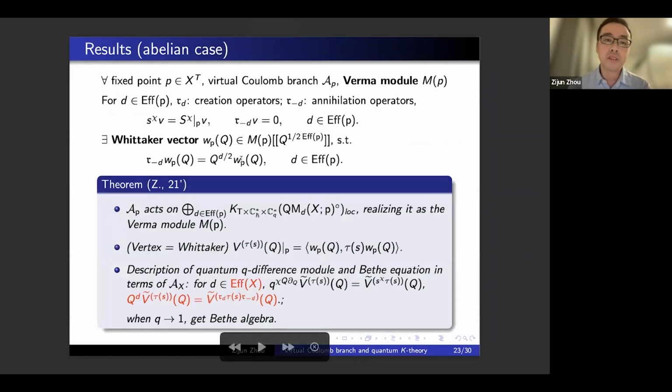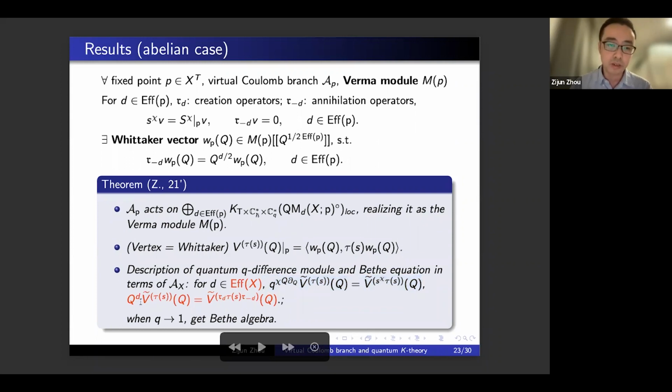So the result is that using this virtual Coulomb branch with mixed polarization, we can define the Verma module and the Whittaker function. Geometrically, you can realize the action of this virtual Coulomb branch on the K-theory of quasimaps into these fixed points, and you can realize the vertex function as the Whittaker function. Also you can describe the quantum q-difference equations in terms of this; this equation is the same as before.